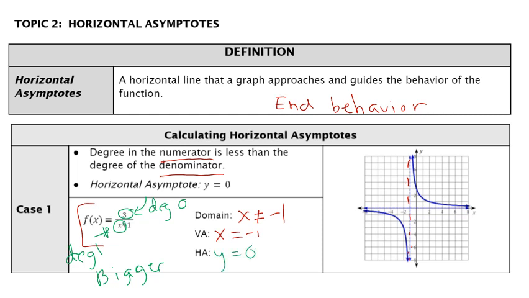If I look at this on the graph, at y equals 0, which is right here, you can see as it goes to positive and negative infinity, it's getting close to that line, but not quite touching it. It's getting really, really close to that y equals 0. So anytime the degree on the bottom is bigger than the degree on the top, the horizontal asymptote is always going to be y equals 0.